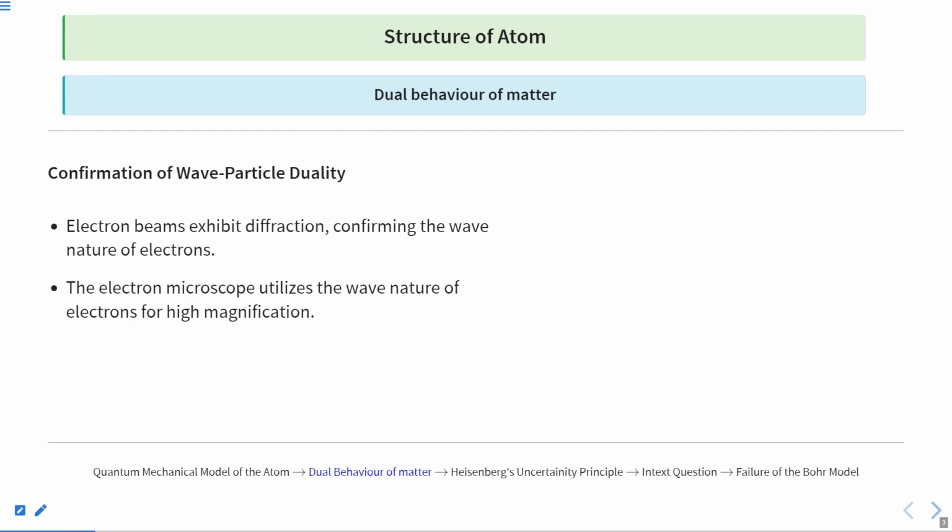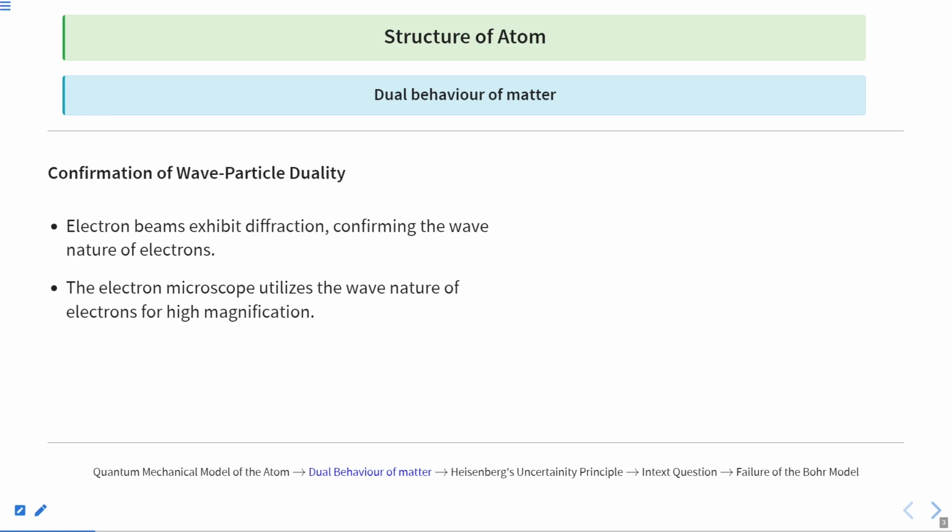This duality nature was confirmed by the fact that light sometimes exhibits diffraction, confirming that it has wave nature. It also exhibits interference, which also confirms the wave nature. On the other hand, the electron microscope utilizes the wave nature of the electron particle for high magnification.